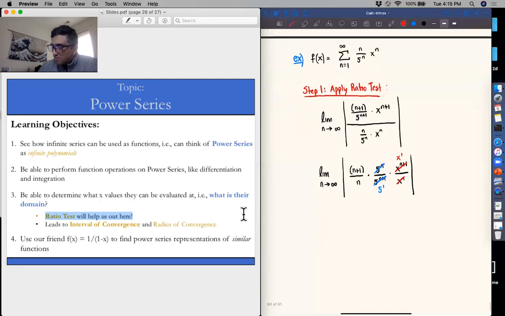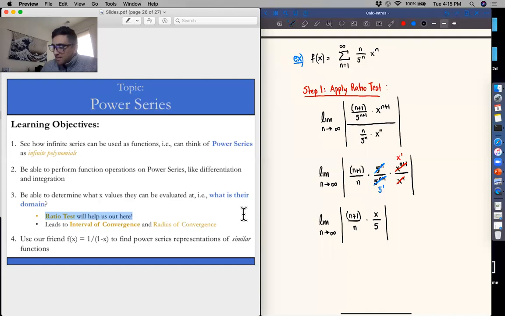So let me just clean up what we have so far coming from ratio test. We have the limit as n goes to infinity of the absolute values. We have n plus 1 all over n. And I'll just say, be careful with parentheses in these problems. It's really easy to lose parentheses. Times x to the first all over 5 to the first as well. And remember, what we want is this limit to be less than 1.